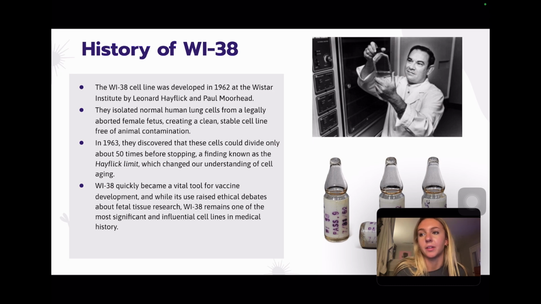In the years that followed, WI38 became one of the most widely distributed and studied human cell lines in biomedical history. It was used to produce the first safe and effective rubella vaccine in the 1960s and later contributed to vaccines like we talked about earlier. Despite its success, the use of fetal tissue to create WI38 raised ethical debates that persist even today. It sparked conversations about consent, ownership, and the moral dimensions of scientific progress. But, nevertheless, WI38 remains one of the most significant and influential cell lines in medical history.